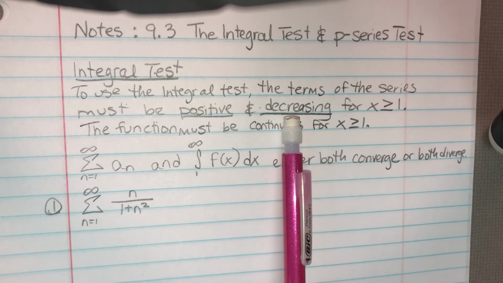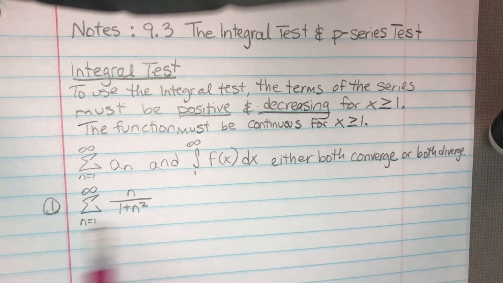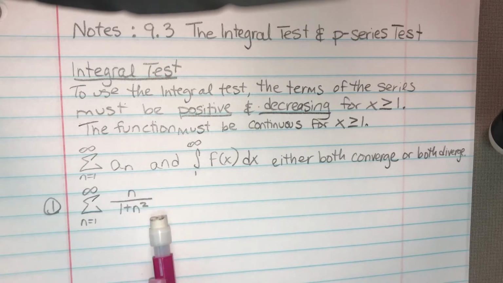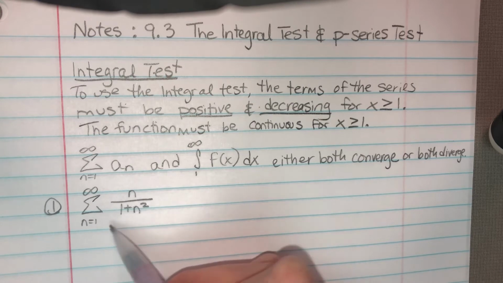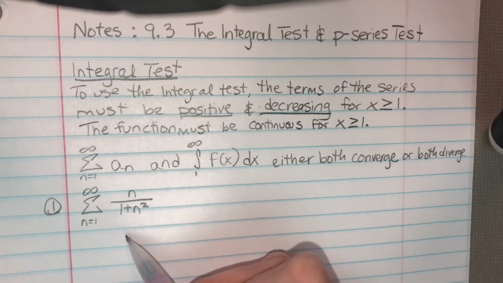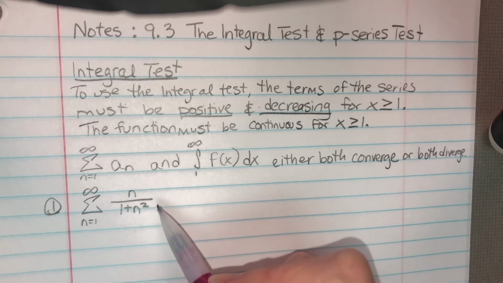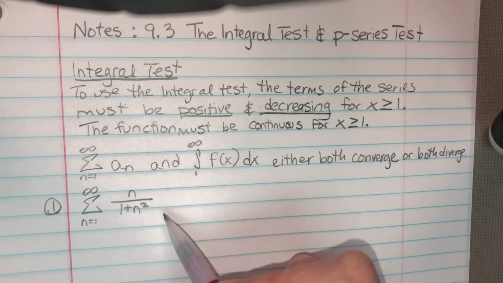Will they be decreasing? Well, you could generate out the first few terms to see if that helps you. But if you consider that the denominator has the same number as the numerator, but we're squaring it and adding 1, that means that the denominator is growing much more rapidly than the numerator. So since the denominator is growing more than the numerator, my terms are decreasing for x values greater than or equal to 1.